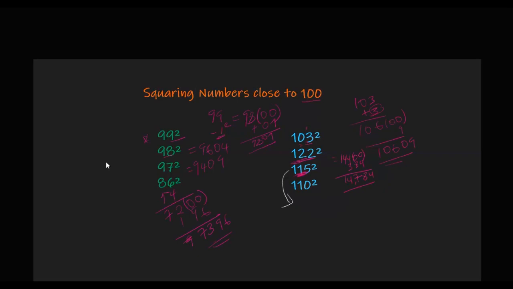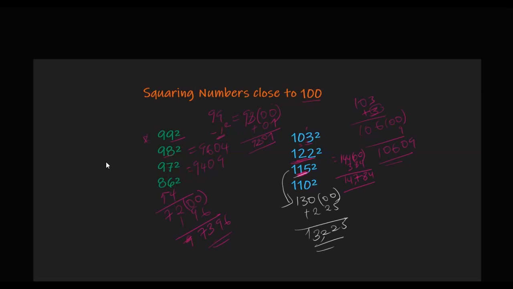So for 115, you look at the difference between 115 and 100. What you get here is 15. Now, that means that 15, you will add it here. And that one gives you 130 in bracket 0. And then you add into it 15 squared, which is 225. So what you have here is 132.25. That's 13,225. Very easy.